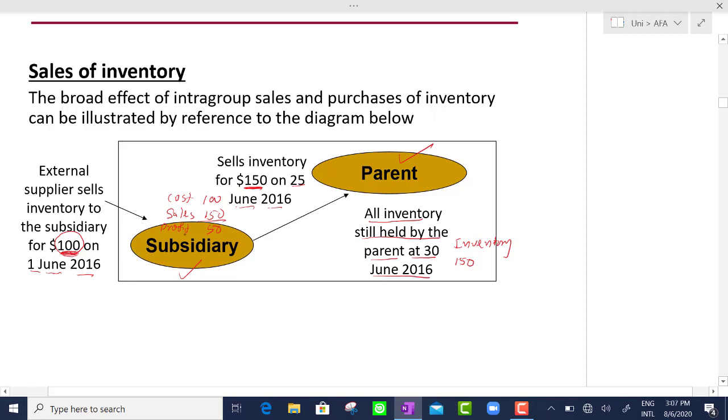So this is okay. This 50 profit, cost 100, sales 150, all are okay for the subsidiary company when it is taken as a single entity. So we cannot say these are mistakes. These are right. But when we take the parent company and subsidiary company as a single entity, this is not a sales transaction because a sales transaction has not occurred to an outside customer. Therefore, this is just an internal transfer.